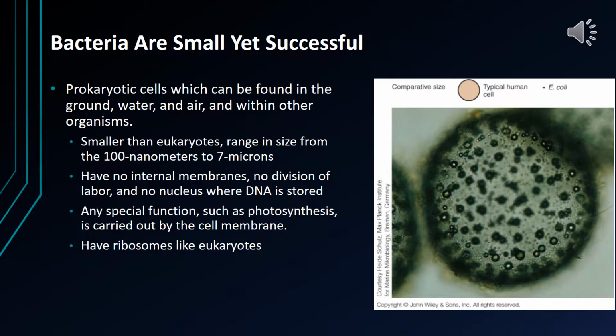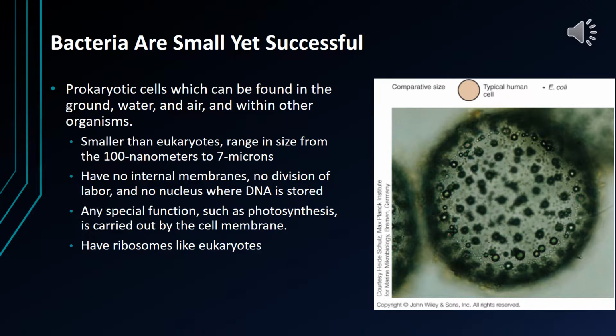These prokaryotic bacterial cells are smaller than eukaryotes, and they range in size from 100 nanometers to 7 microns. Here on your right, you can see in the picture the largest species of bacteria discovered so far. It's called Thiomargarita namibiensis, and this would be about 7 microns. You can compare this to a typical human cell, so it's much bigger than the E. coli over there, which is just the dot.